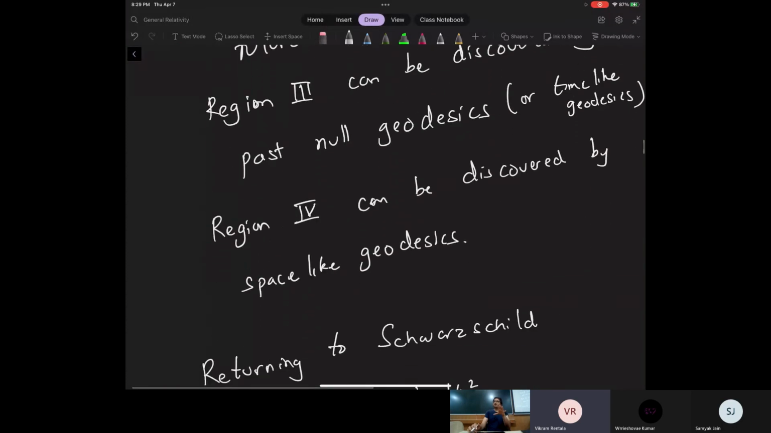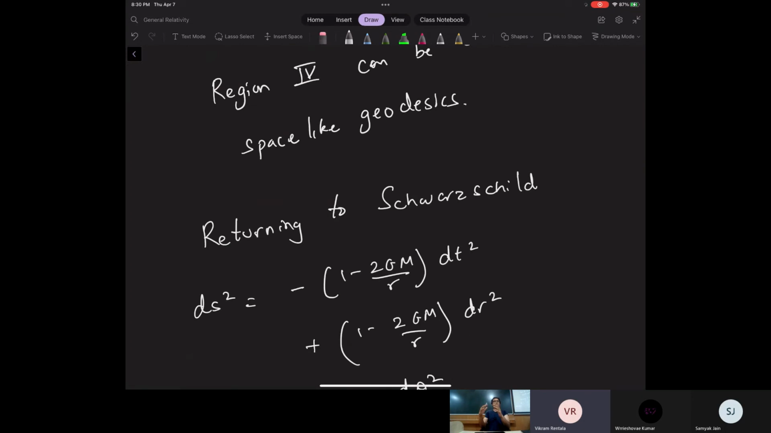So rather than be confined to the coordinate system that you're using, it's better to talk about something physical. Physical in the sense that once I have a metric, let me talk about the geodesics of that metric. The geodesics will help me figure out the rest of the space-time. So then I don't have to worry about the inadequacy of my coordinate system.